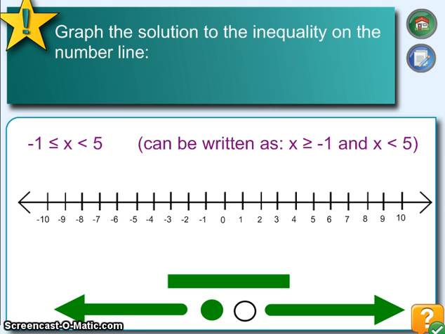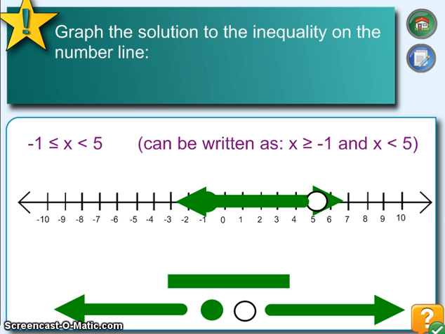Okay, so let's try one more. Again, this is an and problem because there is no word given. So if we rewrite it as x is greater than or equal to negative 1 and x is less than 5, greater than or equal to negative 1, that's my solid circle, and I would be shading to the right. X is less than 5, that's my open circle, and I would be shading to the left for less than.